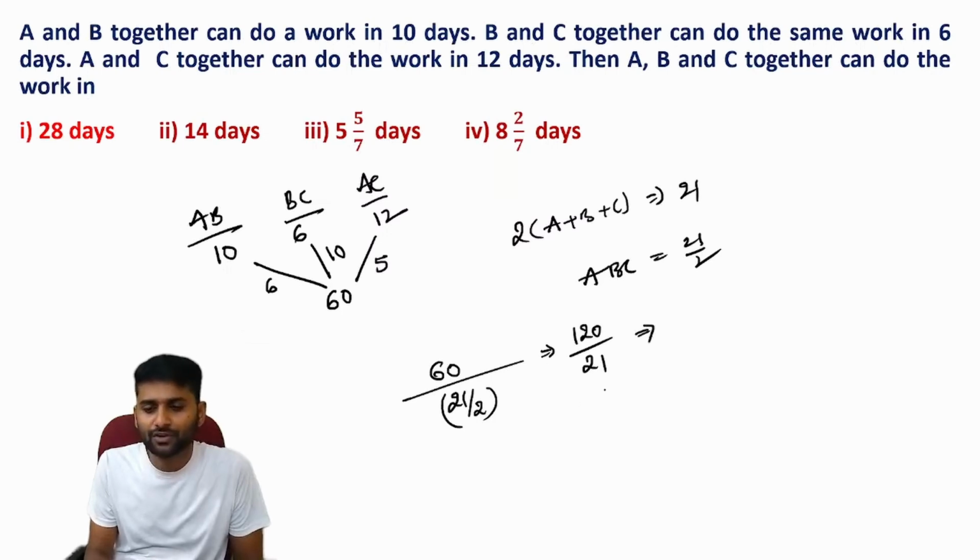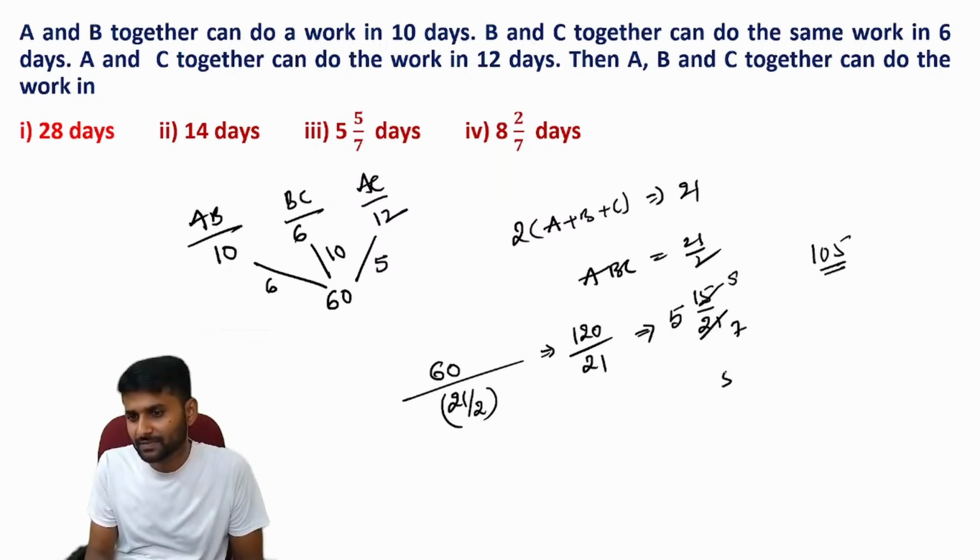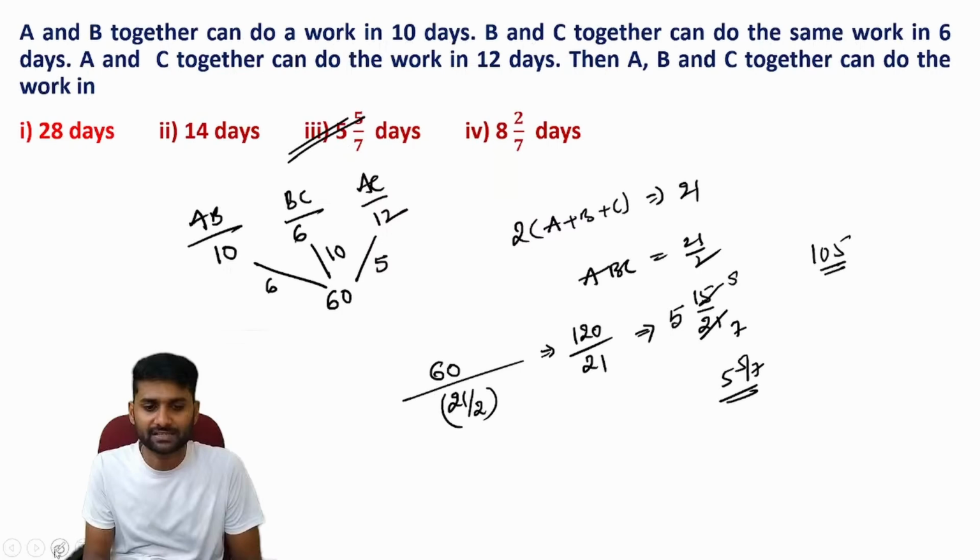If you go through the further simplification, guys, 21 is multiplied with the 4 times. So 21 into 5 is 105, right? So we have a difference of 15 by 20. So 3 5 times, 3 7 times, then the overall work is completed in 5 by 7 days.